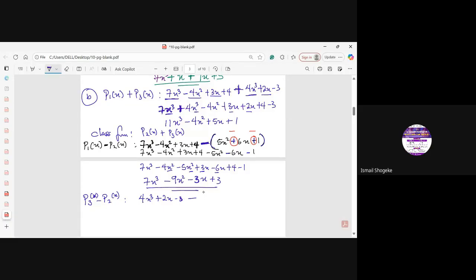Again, minus, what happens? Bring your bracket. What is P2? P2 of x is 5x squared plus 6x plus 1. This minus will change every time. So we have 4x cubed plus 2x minus 3 minus 5x squared minus 6x minus 1.